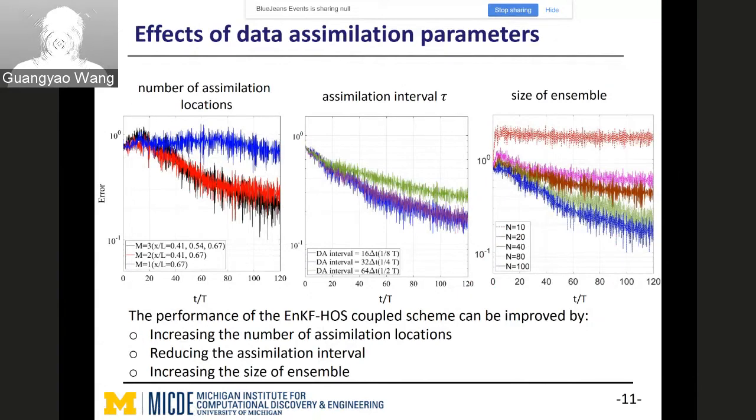Then we conduct a parameter study to investigate the effects of data assimilation parameters. We first look into the impact of the number of assimilation locations. We consider 1, 2, and 3 assimilation locations. It is quite clear that as we increase the number of assimilation locations, we can reduce the global error as well, and we can improve the error reduction rate.